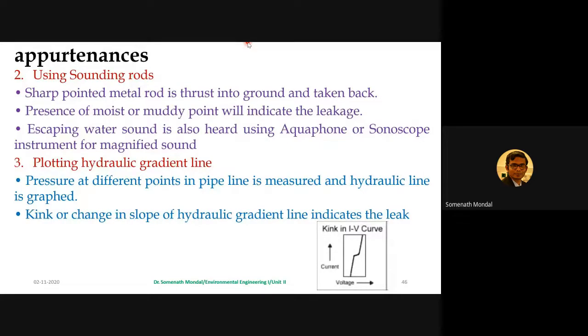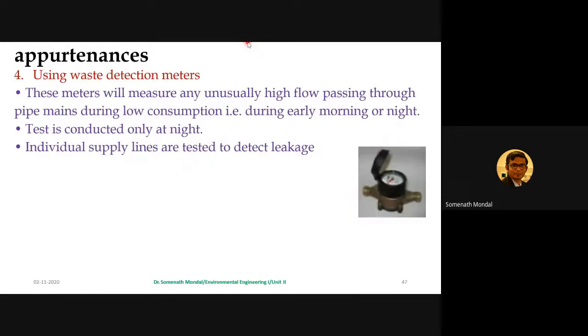Basically, what is measured is current and voltage, and that can be converted into the hydraulic parameters we are talking about. If there is a kink, or a slope, or a difference in the continuation, that means there is a chance of leakage. So this is also a way leakage can be detected.